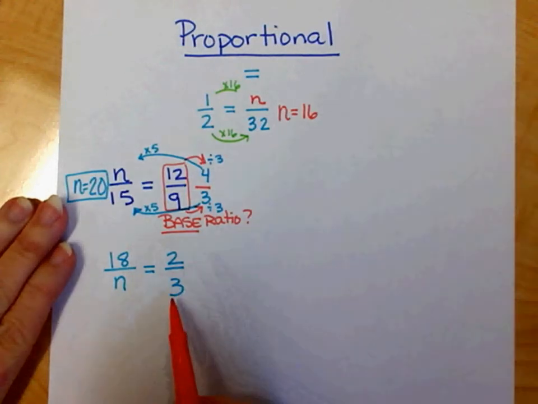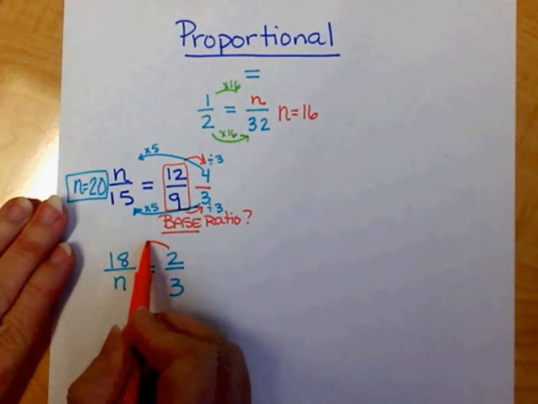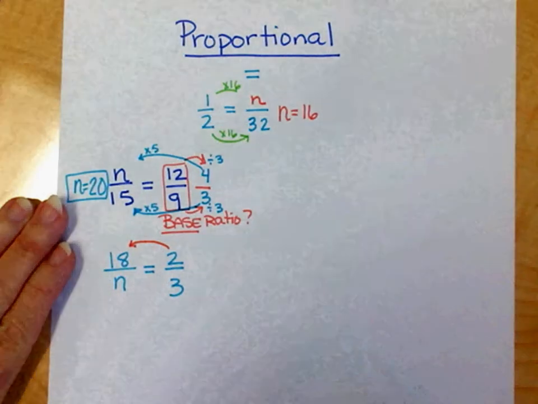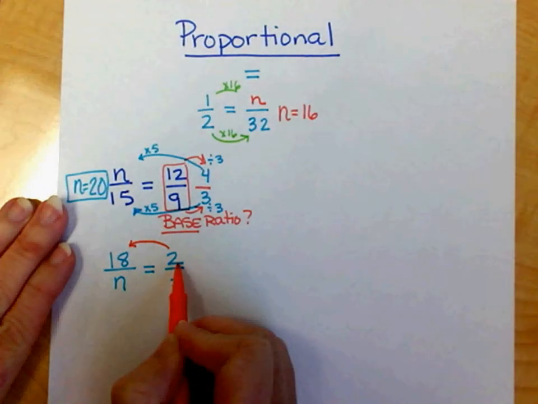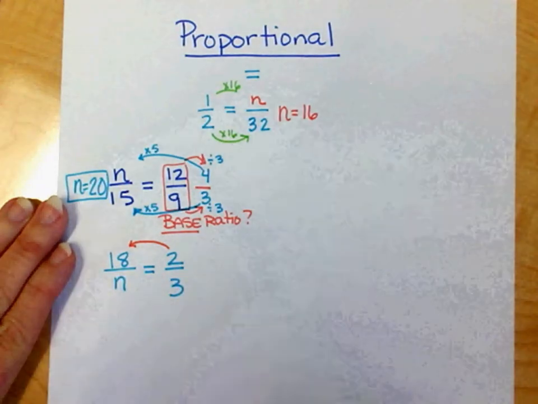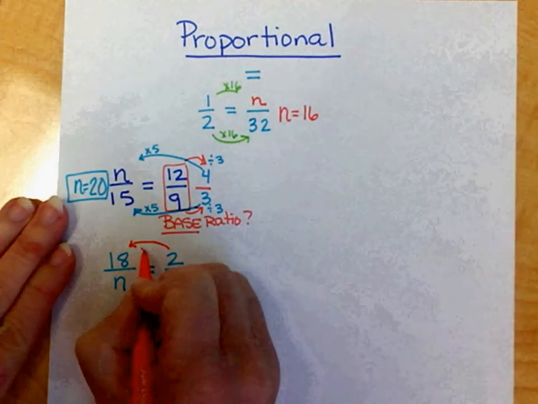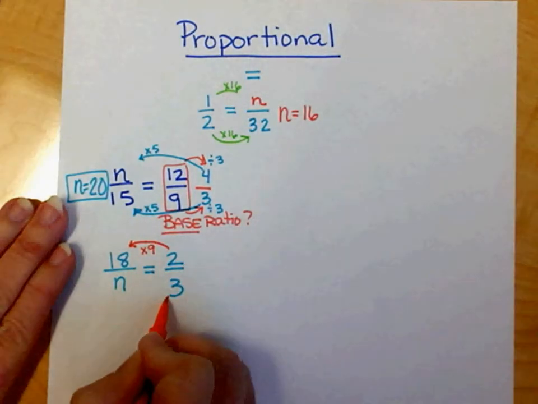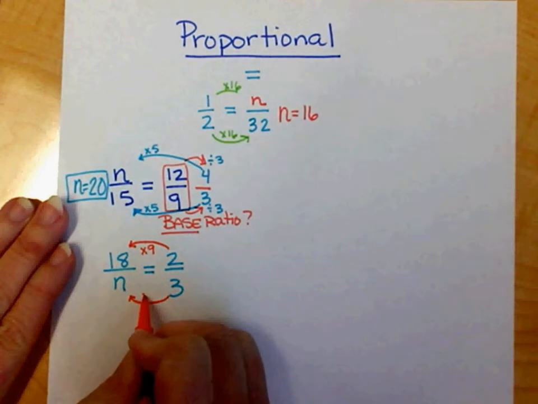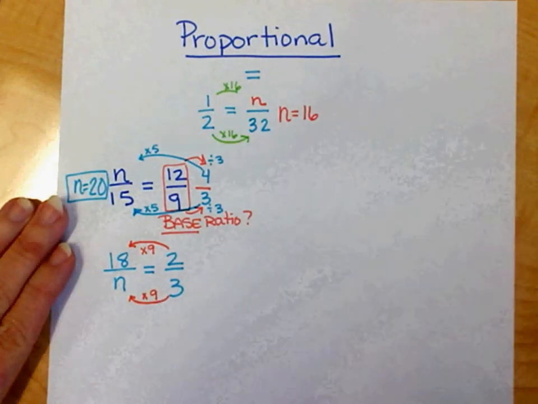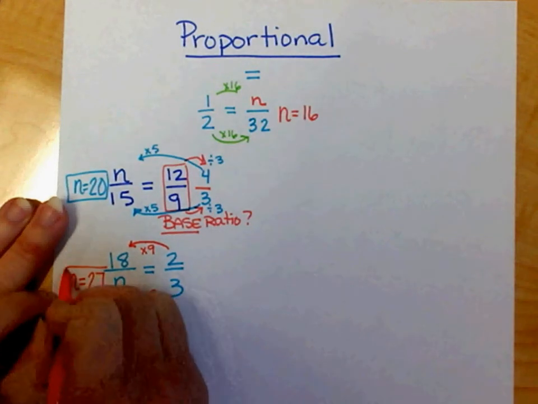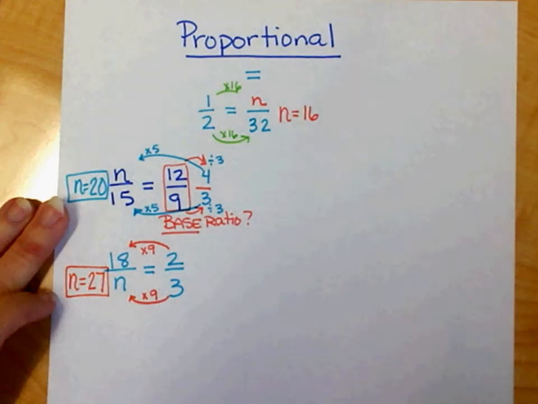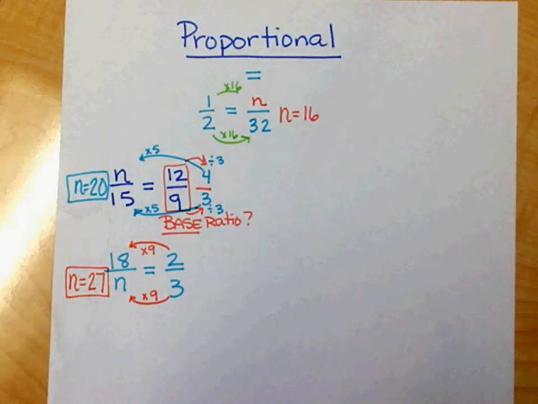Is it okay to read from the right back to the left? That answer is going to be yes. So I can ask myself, what am I multiplying by 2 to get to 18? And that would be 9. Therefore, 3 times 9, n is equal to 27. Is that equal in proportion?